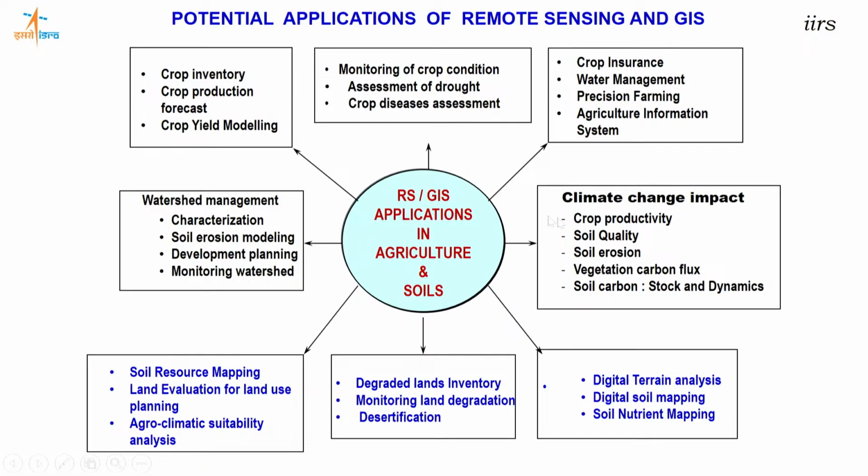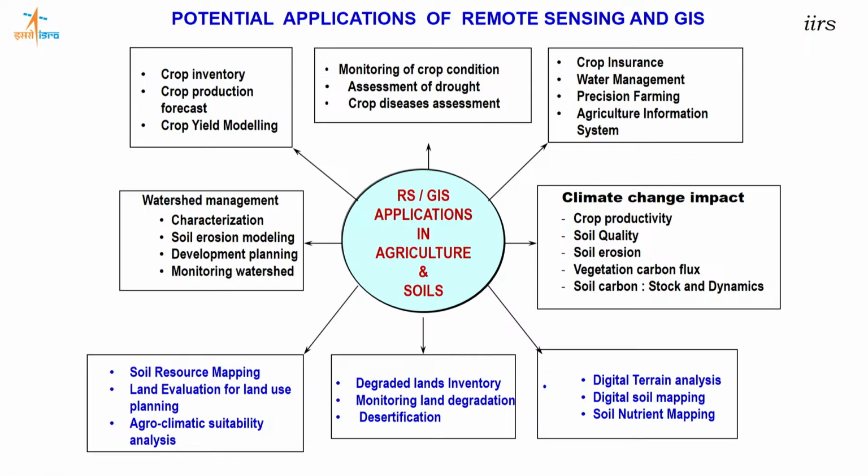We can use remote sensing data for climate change studies, where we can study the impact of climate change on soil quality, soil erosion, or soil carbon. In agriculture, if you see, we can use remote sensing for crop mapping, crop yield forecasting, crop disease, drought assessment, crop insurance, precision agriculture, agriculture information system, and many more.